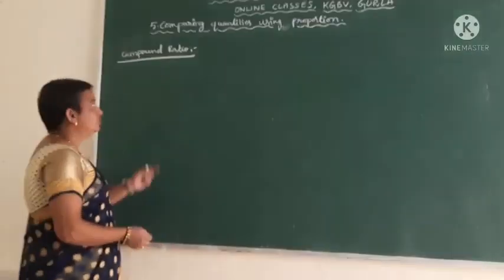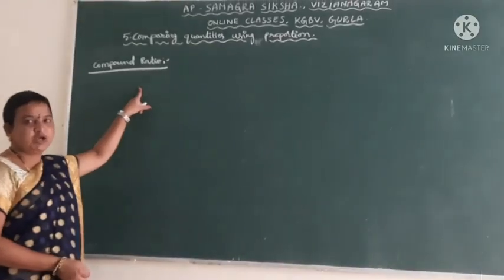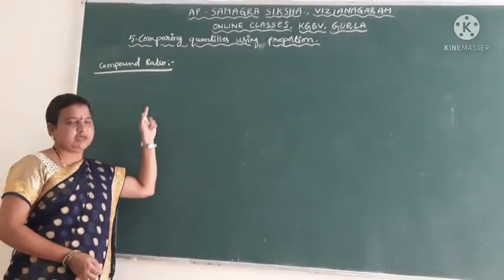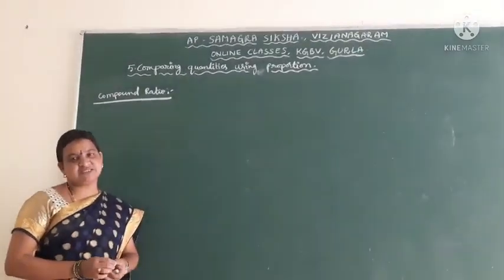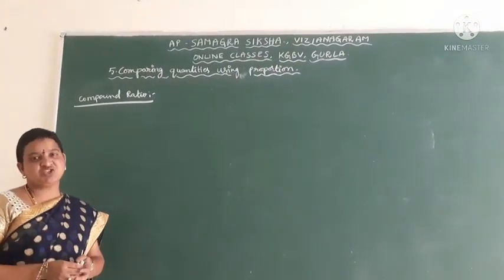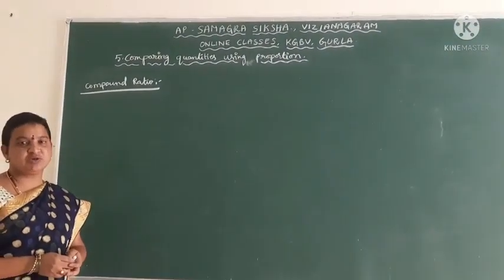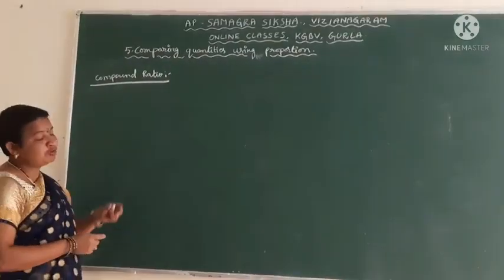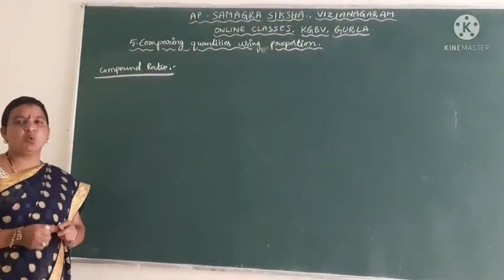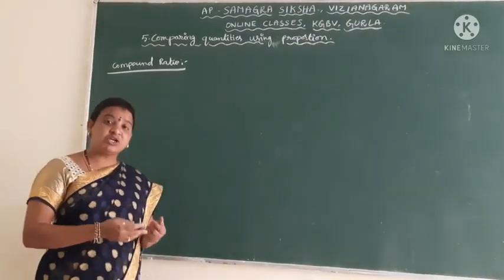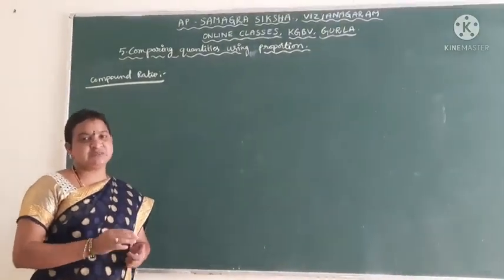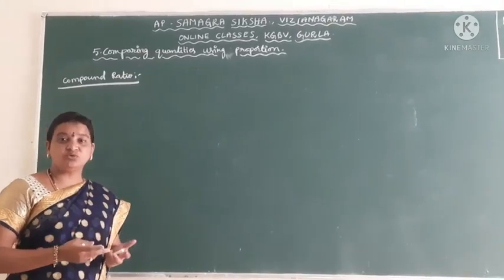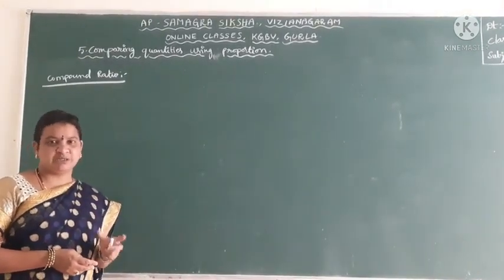Okay. So now we have to know the compound ratio. We already know ratio is an ordered comparison of two quantities. Compound ratio means sometimes we need to write two ratios as a single ratio.